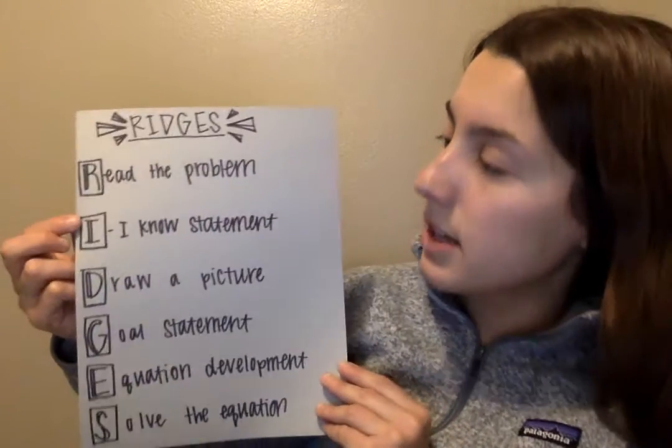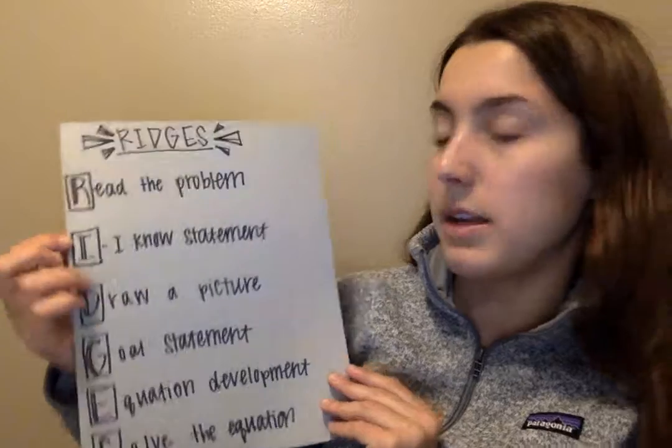Bianca's class is going on a field trip to the zoo. If each van can hold 3 people and there are 19 students and 2 adults going, how many vans will they need? So now that I've read the problem, I'm going to go on to the next step, which is the I know statement. After reading this problem, I know that each van can hold 3 people. I also know that there are 21 people going.